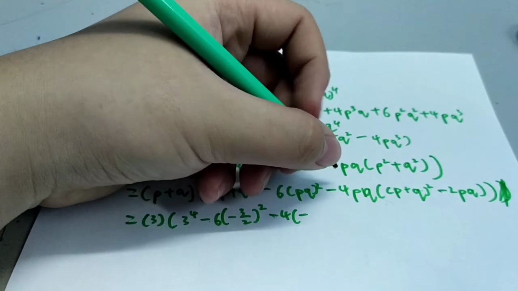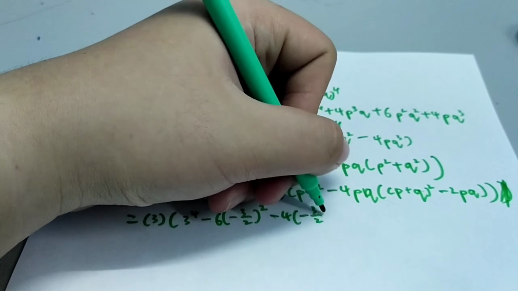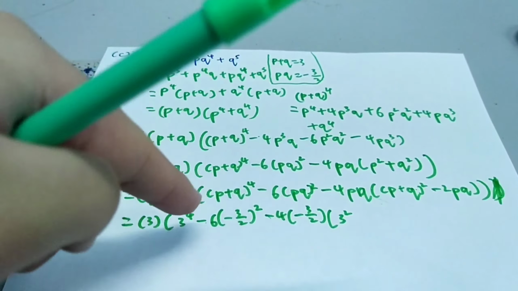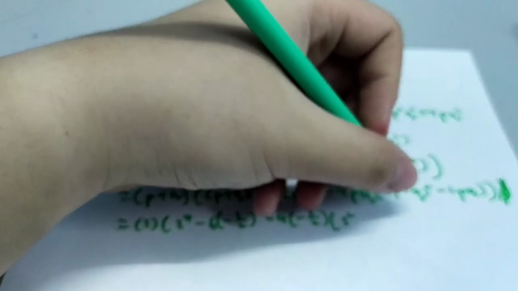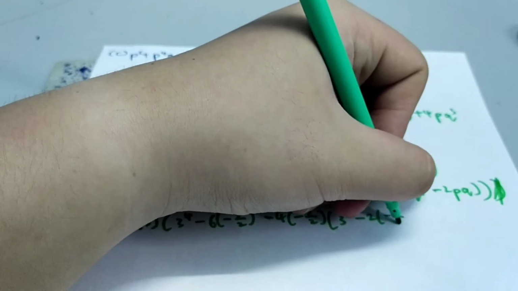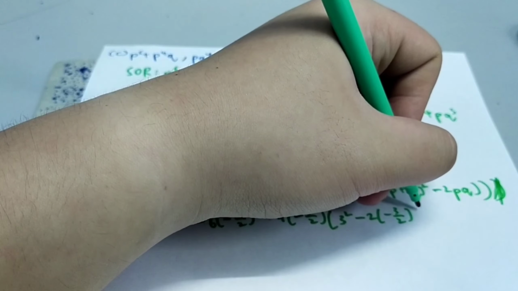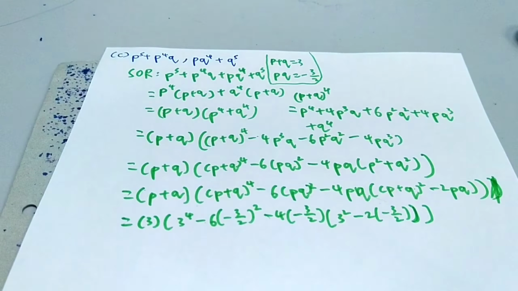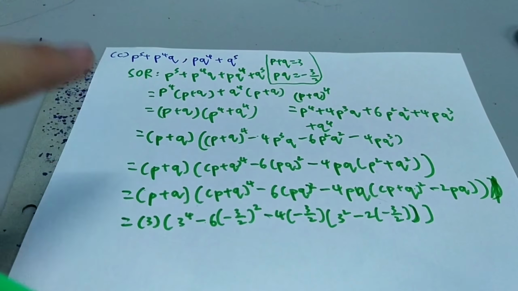Yeah, 4 times negative 3 over 2 times 3 square. You just follow the form, times 3 square minus 2 times negative 3 over 2, and then close bracket, and then you gotta do another close bracket. So let's just double check this first.